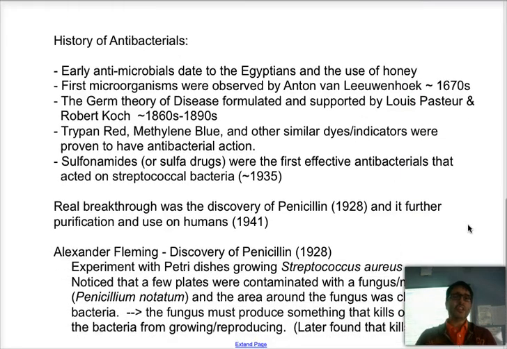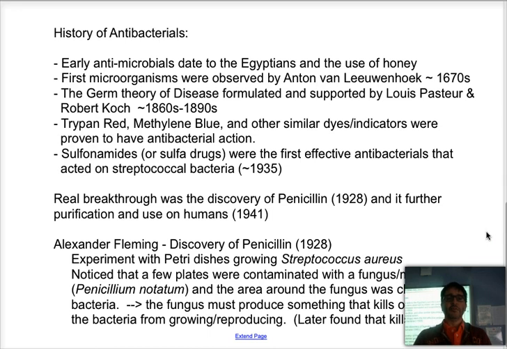Now, we're not going to spend a lot of time on the history of antibacterials. Those of you who are in my class can read a little bit about that. But we're going to go directly to the discovery of penicillin and all the breakthroughs that came about afterwards. All right? So here's the thing. Penicillin was discovered in 1928 by Alexander Fleming by mistake.